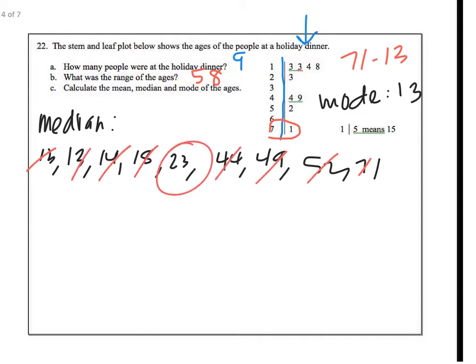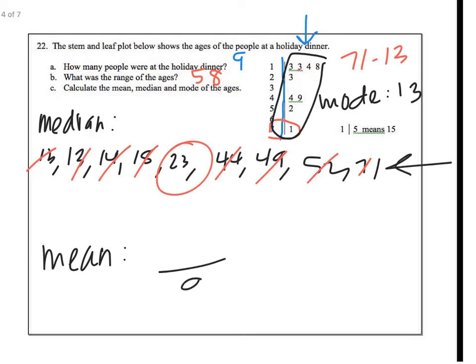Median is 23. I didn't calculate the mean out. I'm going to save some time here, but you're going to add all of these up, right? Which is all the numbers I wrote here, and then you divide by 9. So you'd add them up, you divide by 9 to get your mean.